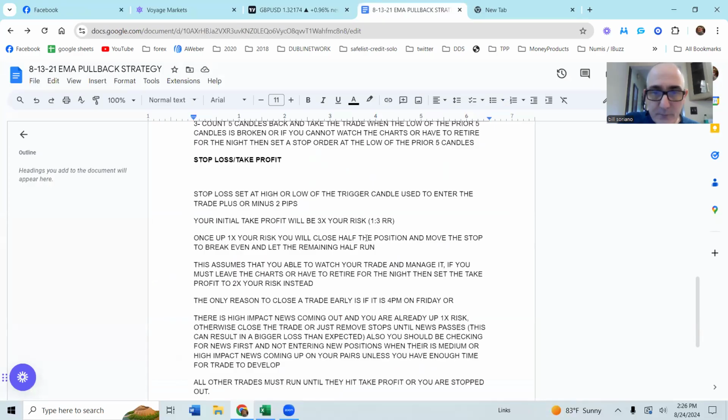Okay, once you're up 1 times your risk, you close half the position, move the stop loss to break even, let the remaining half run. This assumes you're able to watch your trade and manage it. If you must leave the charts or have to retire for the night, then you should just set your take profit at 2 times your risk instead.